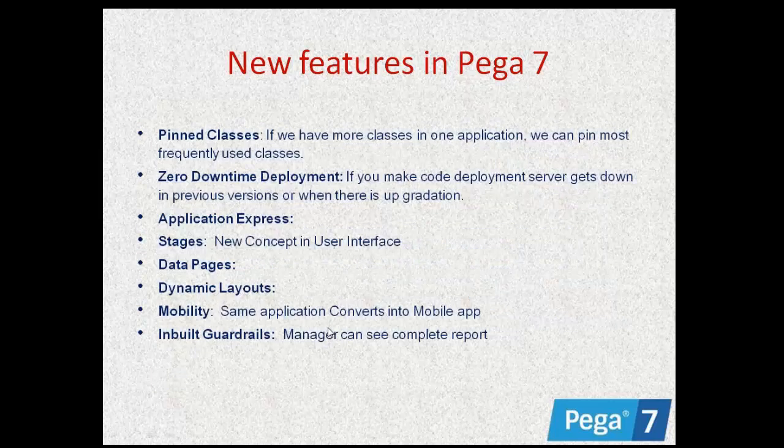Okay, so many options are there, and these things I'll discuss later. So pinned classes, and downtime deployment is 0 here. Some application express: if you want to build an application, in the previous versions we used to have profiler and accelerator, but in the current version we don't have those. By default we get application express, and a new concept called stages is added in Pega 7. Data pages, dynamic layouts, mobility. Automatically, the application you are developing will convert into a mobile app also. These are some of the new features added in Pega 7, guys.